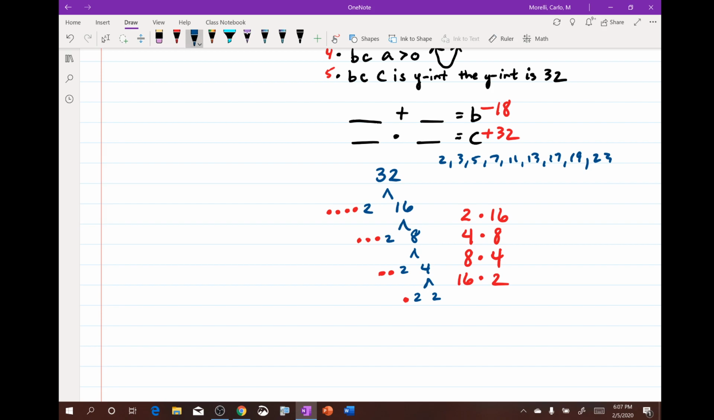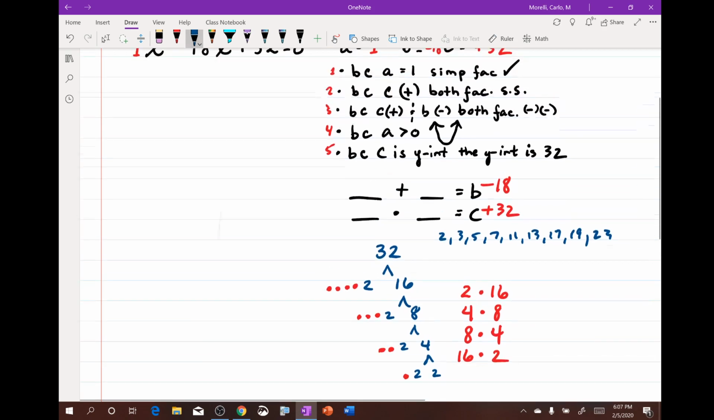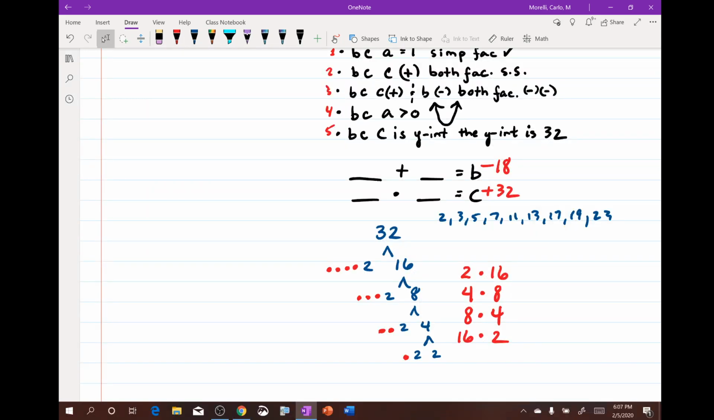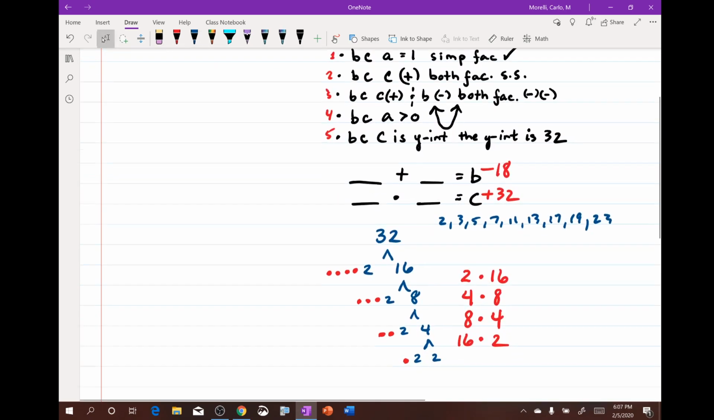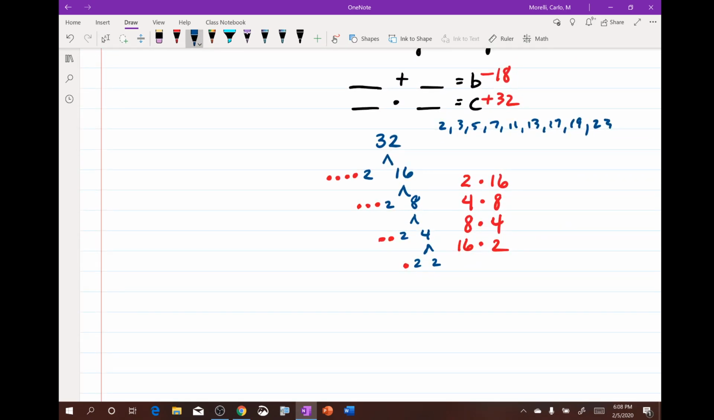Now, let me show you what we're going to do with this. We already know that both of our factors will be negative because we did our analysis up here. Because C was positive and B was negative, both factors will be negative. So we're going to go in here and put negative signs in front of every single factor. And if it's lagging, just wait for it to catch up so you see all those negative signs.